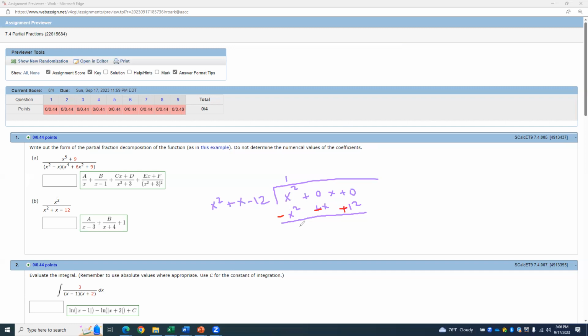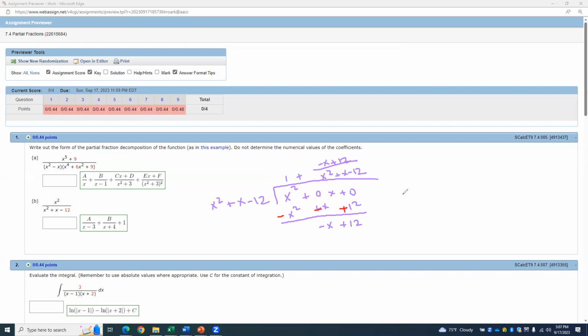Okay, so x squared take away x squared, that's 0. And then we have 0x minus x, which is -x, and then we have 0 plus 12. So what it actually comes down to is -x plus 12. Okay, and then we cannot further divide this, right? Now we're looking to see, I have -x, -x divided by x squared. That doesn't work. What times x squared gives me -x? No. So when that happens, we're essentially done, and we now just have a remainder of -x plus 12 divided by x squared plus x minus 12.